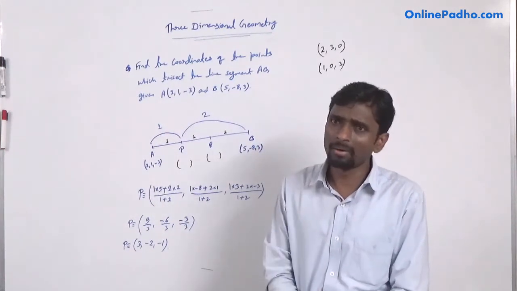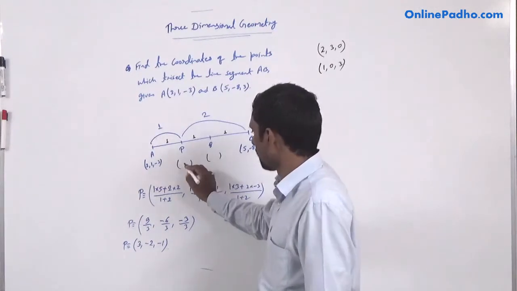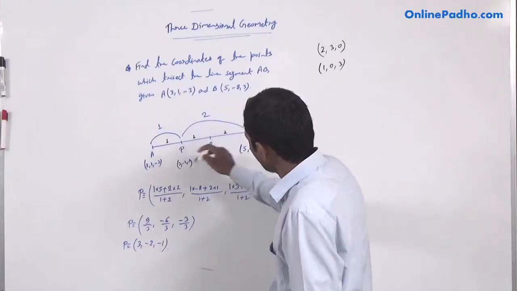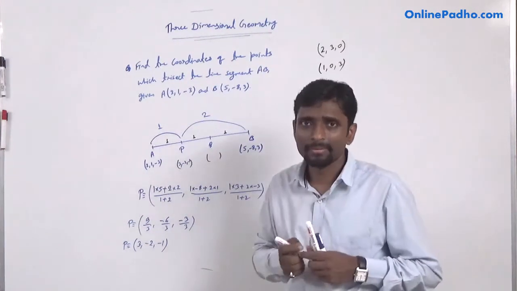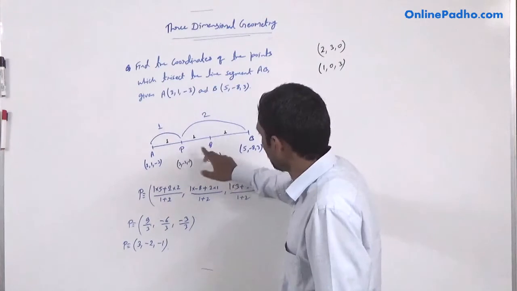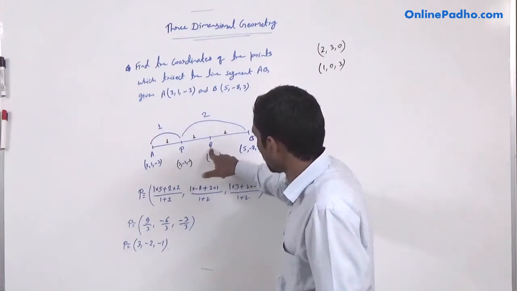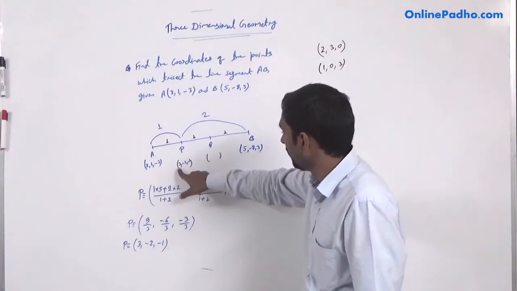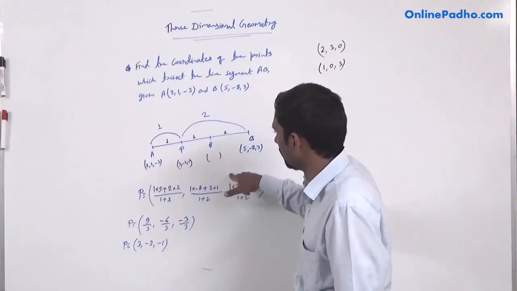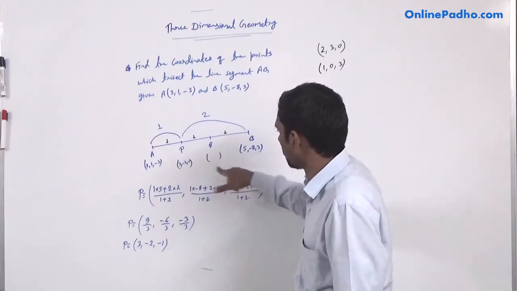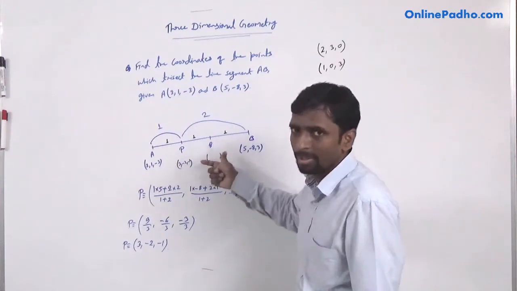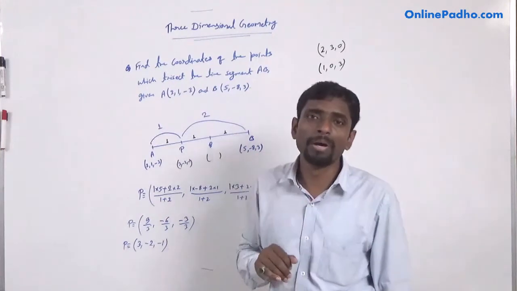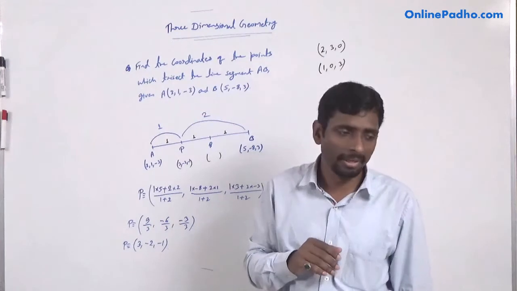Now how can you find the coordinate of point Q? We know that the coordinate of point P is 3, minus 2, minus 1, and we can say that Q is the midpoint of PB. So we can apply the midpoint formula to find the coordinate of point Q. That will be 3 plus 5 divided by 2, minus 2 minus 8 divided by 2, and minus 1 plus 3 divided by 2. That will be the coordinate of point Q. So in this way you can find the coordinate of point Q and point P, right?